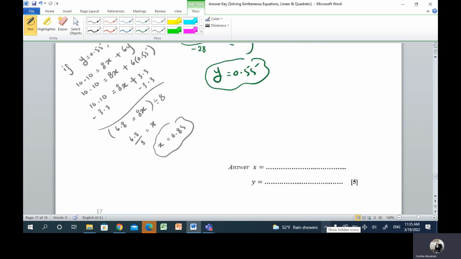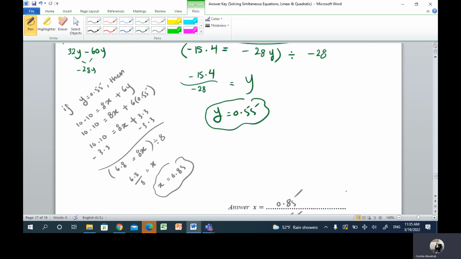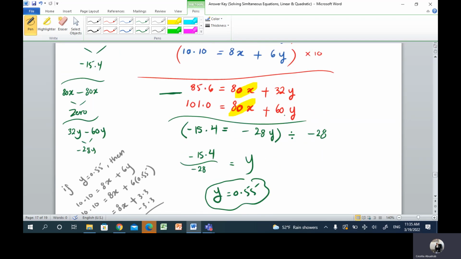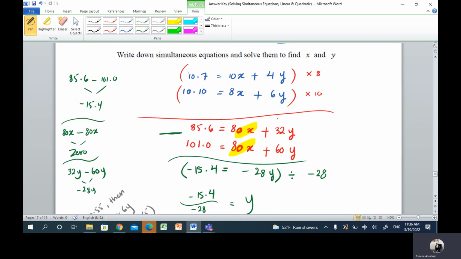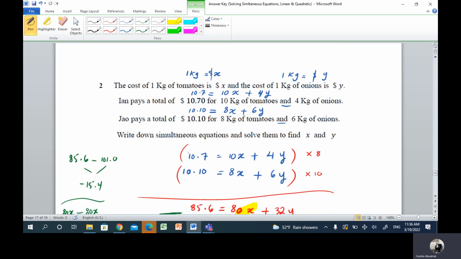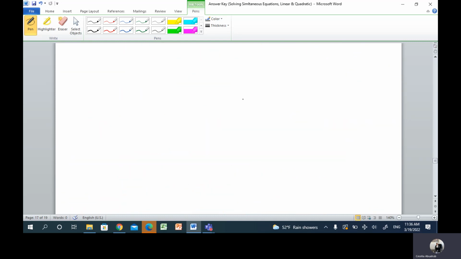So here x is equal to 0.85 and y is equal to 0.55. And as we explained in so many examples, you can always do the checking by substituting the values of x and y in any of the two equations that you formed. And if the left side and the right side are equal, then it means the values of x and y you found are correct. So here we finished all the word problems.